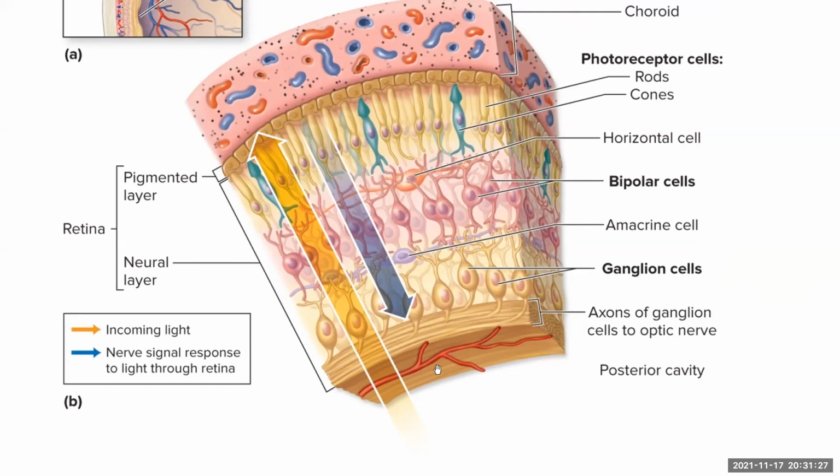And so light comes in through the pupil, and it travels through all of these layers because it's got to get to our photoreceptor cells back here. Well, not inner layer. This is the outermost layer.